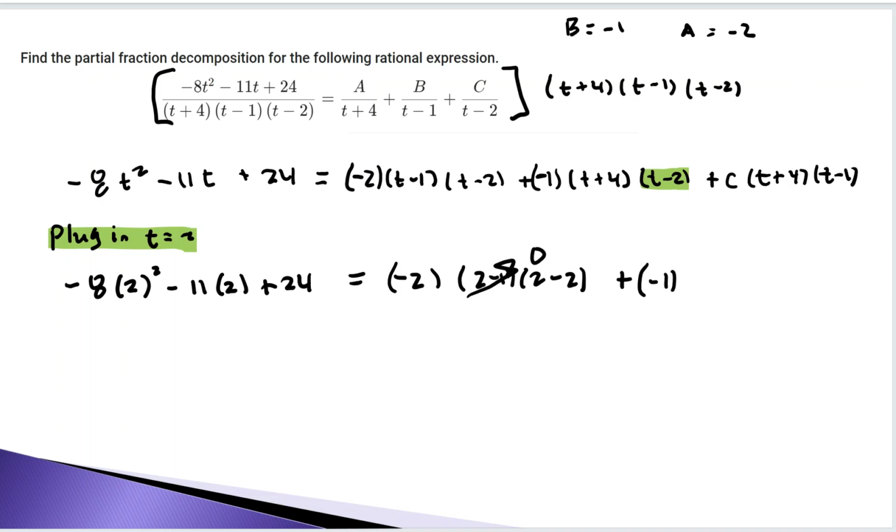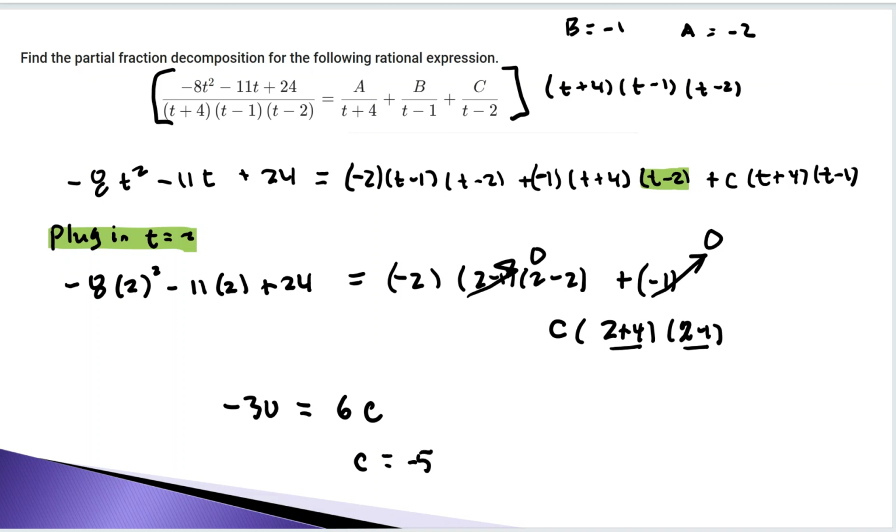The b term has a t minus 2 in it, so it goes away to 0. And so that leaves us with c times 2 plus 4 times 2 minus 1. So the left side gives me negative 8 times 4 minus 22 plus 24 gives me a negative 30. And the right gives me a 6 times 1. So c equals minus 5.